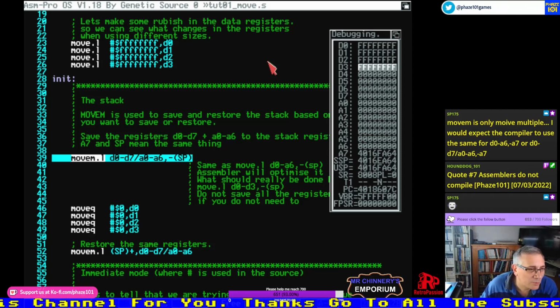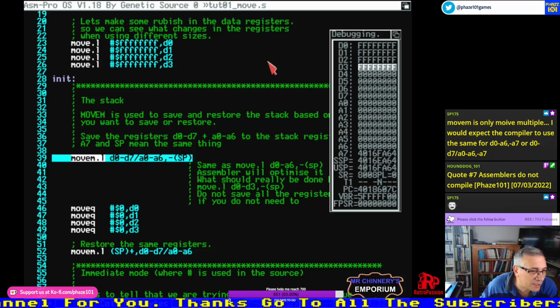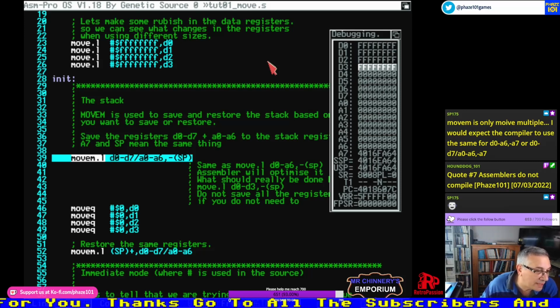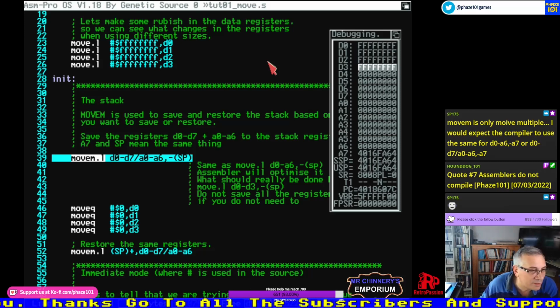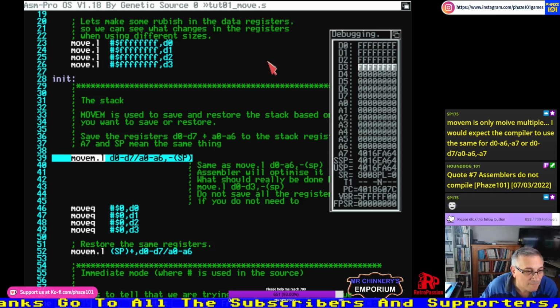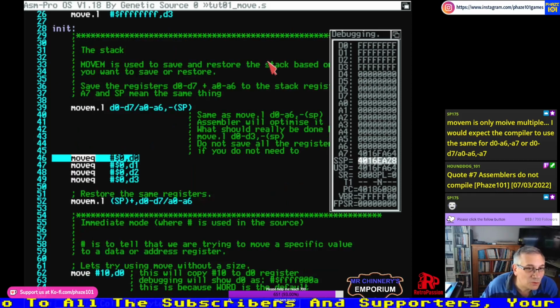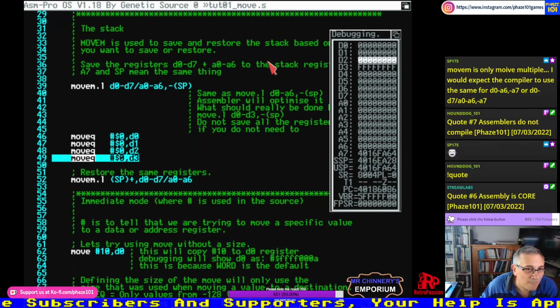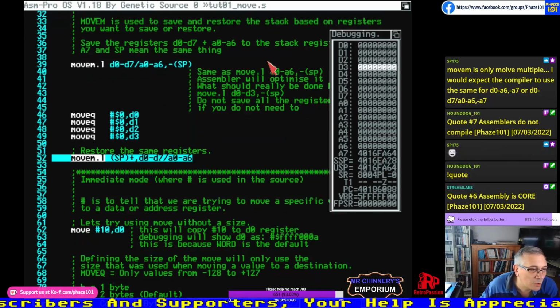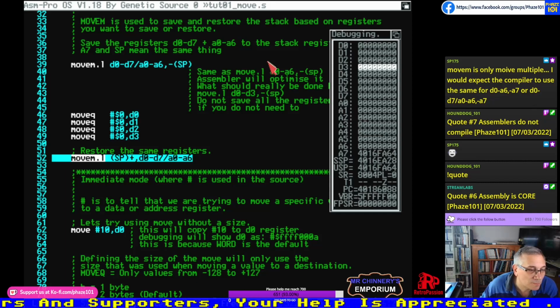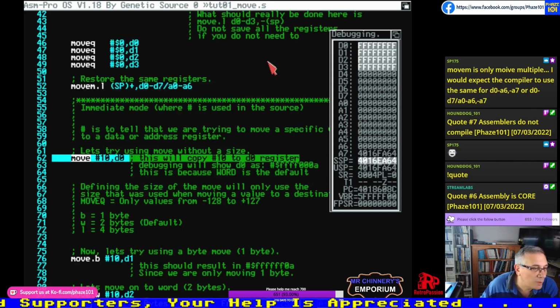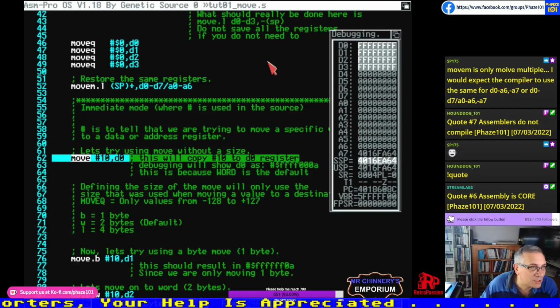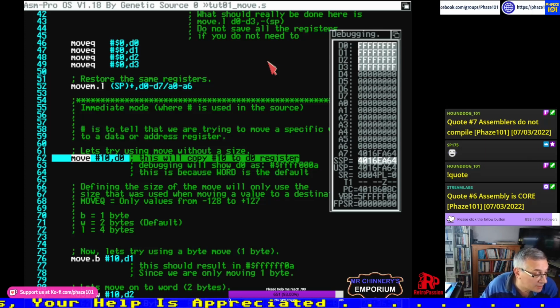So here we're going to move all the registers, except of course A7, which is the stack pointer, to the stack. Then we're going to clear the registers D0 to D3, and then we're going to get them back, as you saw. However, we did save all the registers and we restored all the registers.